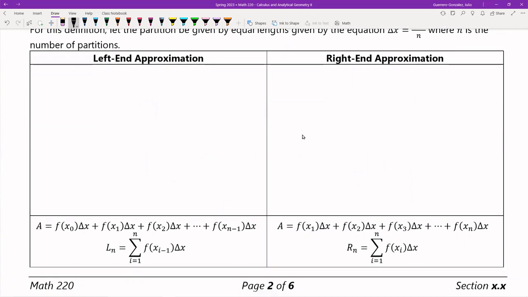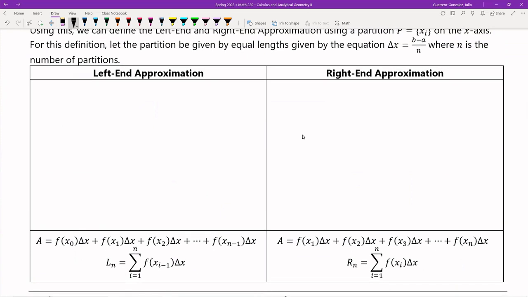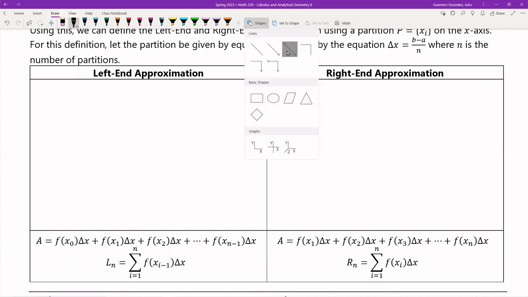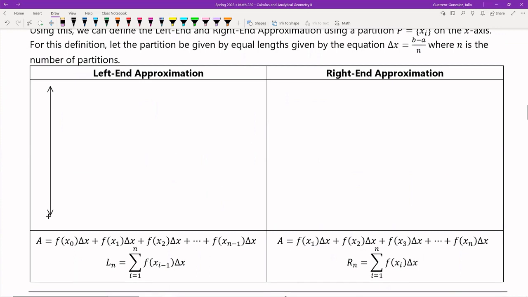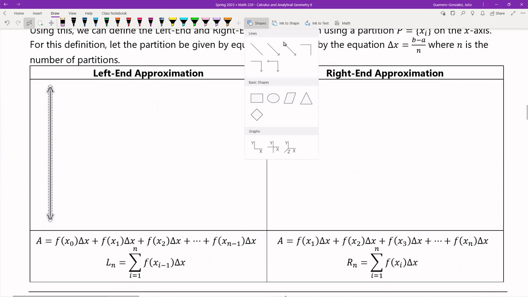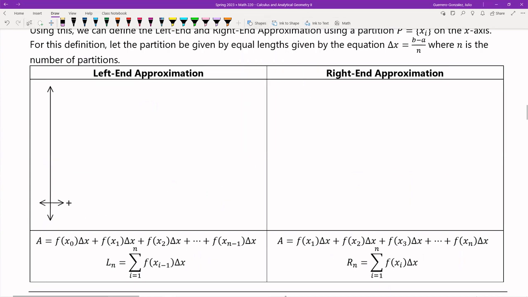This is probably right where, in most cases, your Calc 1 instructor ended off. Okay, so what I want to do is develop the idea behind what a right end and a left end partition is. So again, I'm going to go ahead and insert an x-axis and insert a y-axis. Okay, so this is going to be my y, and this is going to be my x.